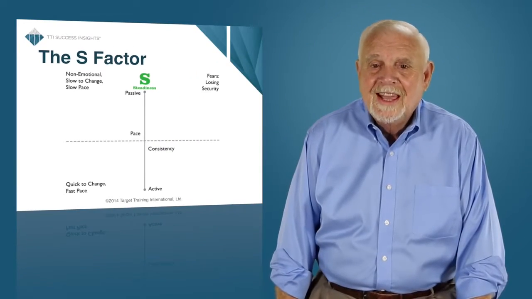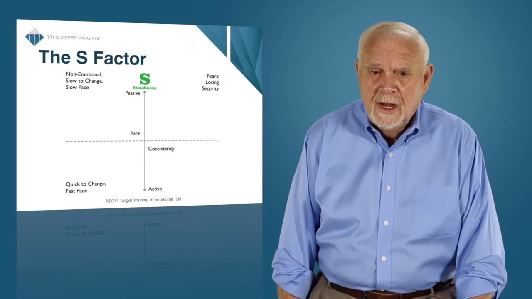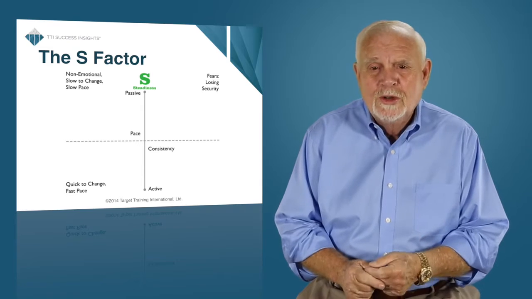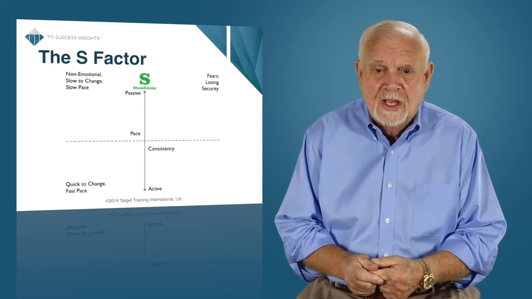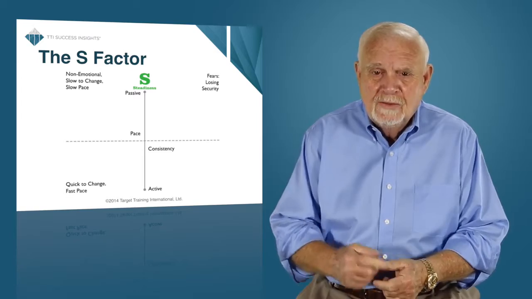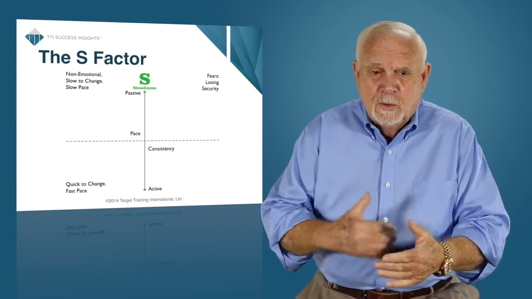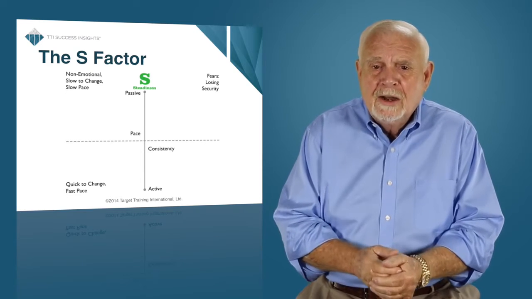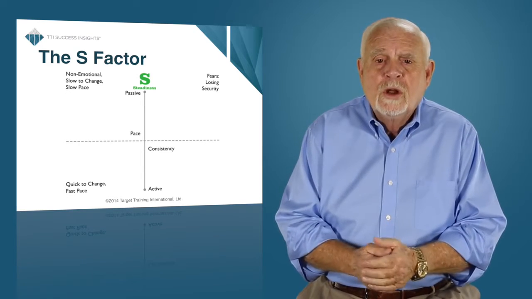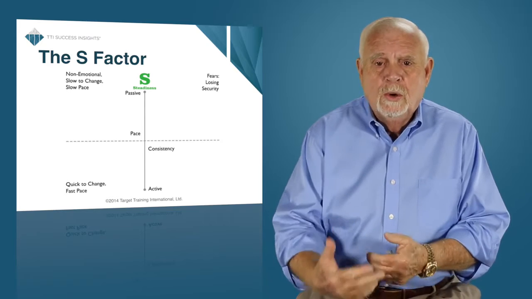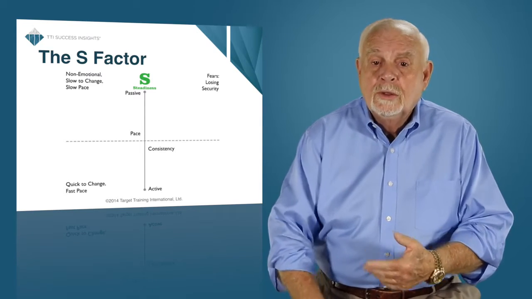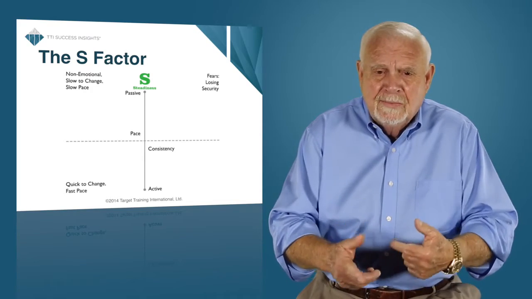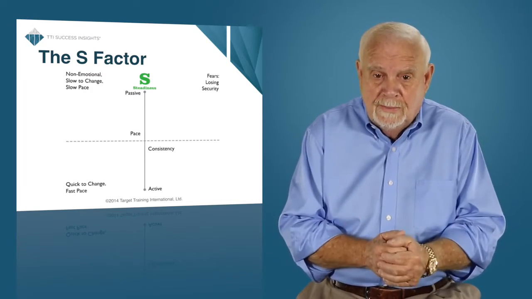Now let's look at what the S factor actually measures. Here we're looking at pace and consistency. Now think about the importance of pace and consistency. You really can't be consistent if you do everything real fast. But once you have a nice pace, you can be a lot more consistent. So the higher you are on the S factor, the slower you are to change. The lower you are on the S factor, the quicker you are to change. As we look at this S factor, it's a very important factor in all people.